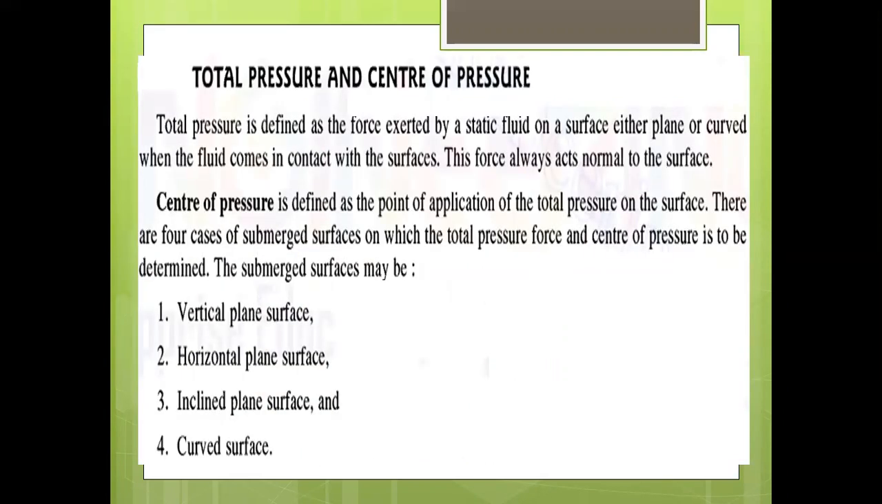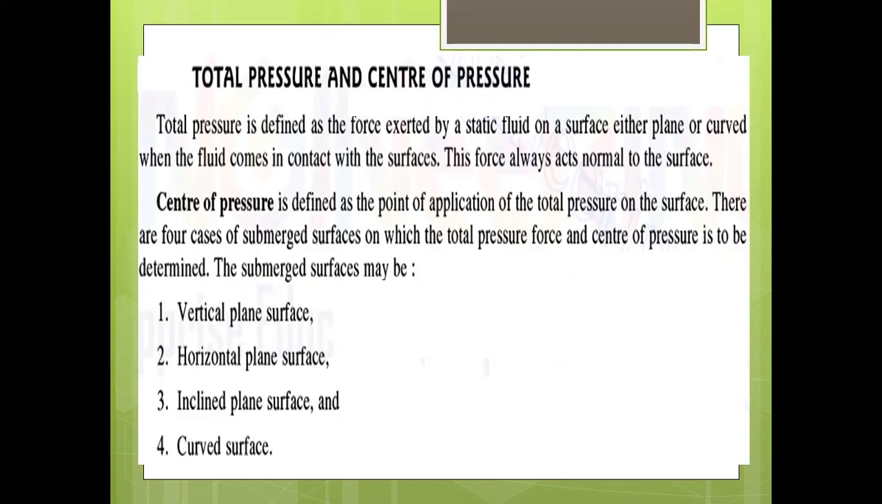Then the total pressure and center of pressure. So what is total pressure? It is nothing but the force exerted by a static fluid, or fluid at rest, on a surface. The total pressure is defined as the force exerted by a static fluid on a surface, either plane surface or curved surface, when the fluid comes in contact with the surface. This force always acts normal to the surface. Center of pressure is defined as the point of application of total pressure on the surface.